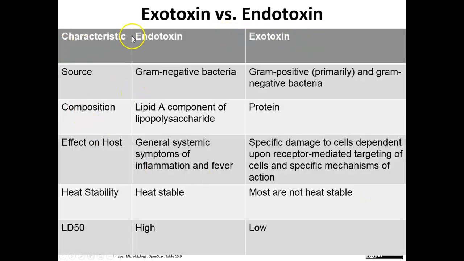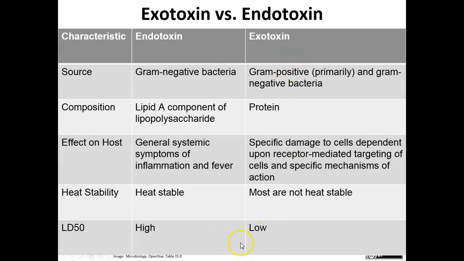So this is just a table that shows exotoxins and endotoxins, which types of bacteria can produce them, what their composition is, the effect on host, if they are heat stable or heat labile, and then lethal dose. So exotoxins, you don't need a lot to kill. Whereas in endotoxins, you do. You have to have a lot of pathogen to kill you.